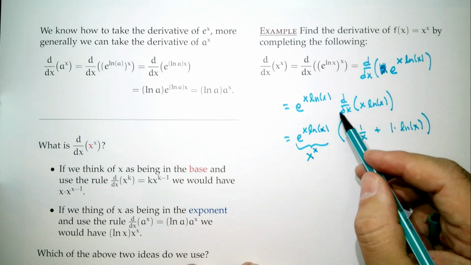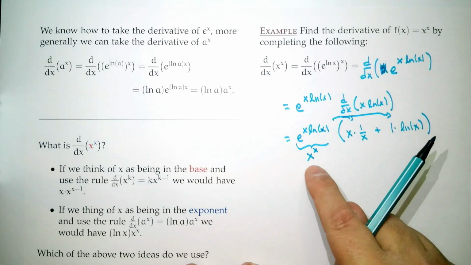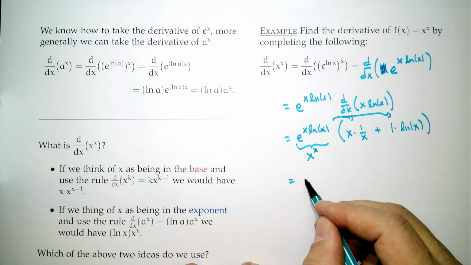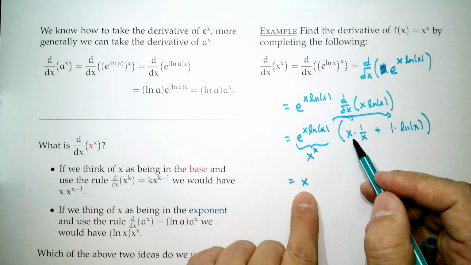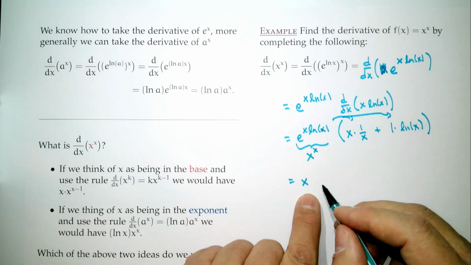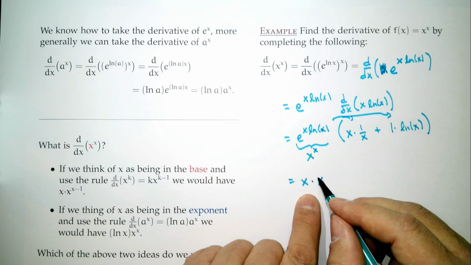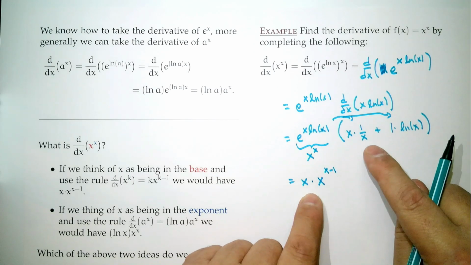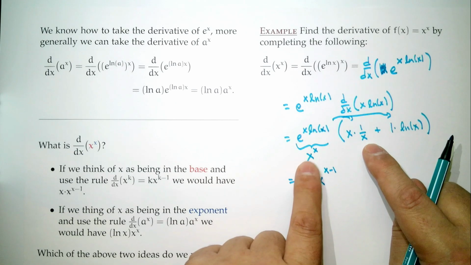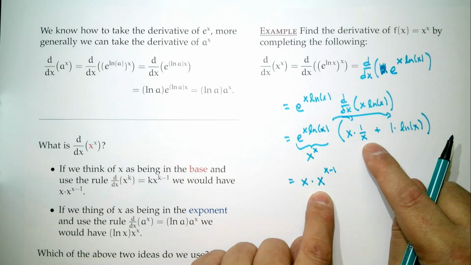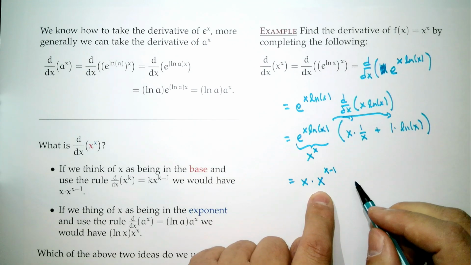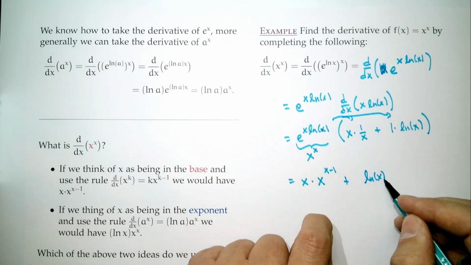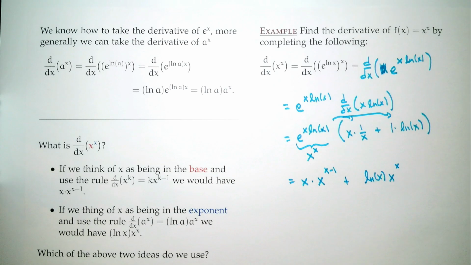Now, if we multiply that through to the two pieces, I have x to the x times 1 over x. And I'm going to choose to write this in the following way. I'm going to have this x here. x to the x times 1 over x, what does that become? It becomes x to the power x minus 1, because this 1 over x is like x to the negative 1. If I combine those two together, that's x to the power x minus 1. Plus, now when I go to the second term, I'll have log of x times x to the x.